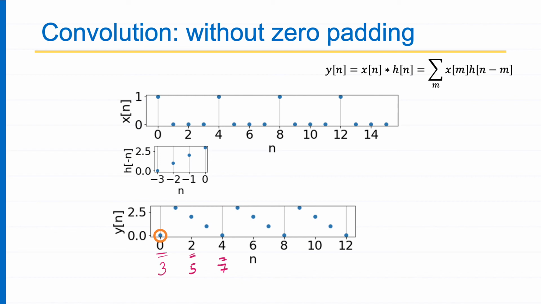Basically, you do not have x of minus 1, x of minus 2, and similarly you do not have x of 16, x of 17. So you have to confine yourself to whatever is available. Those values are unknown, right? So I multiply x of n with h of minus n, do the element wise product, and that's what I get. Now move it to the next position, and again you get y of 1. Then move it to the next, you get y of 2.